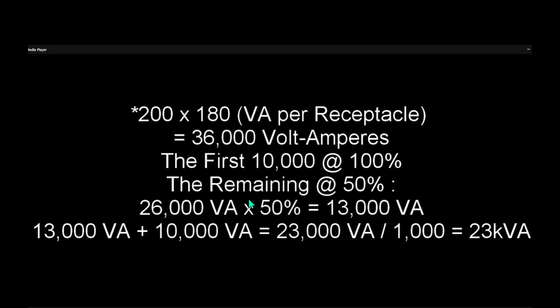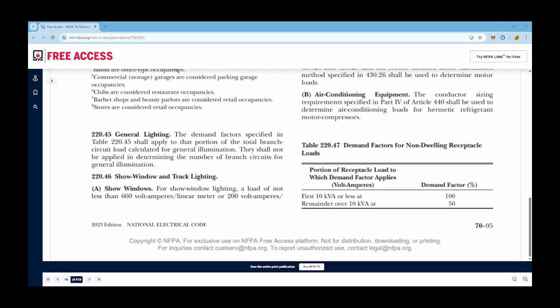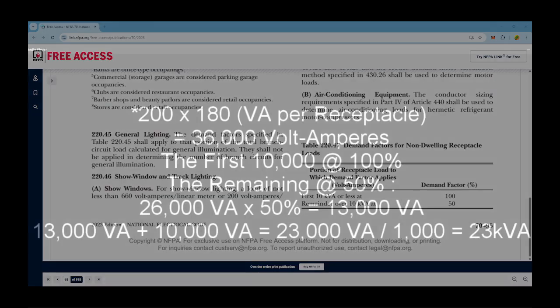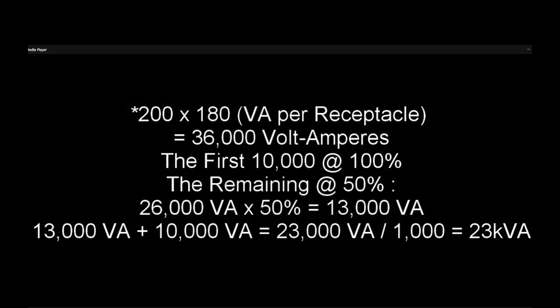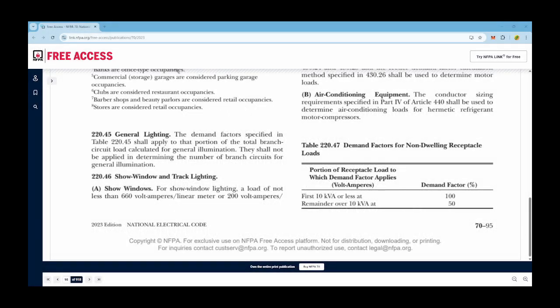Then it says the remaining at 50%. Basically the remainder at 50%, and this is what the math comes out to. So the first 10,000 would be 10,000 VA. The remaining at 50% would come out to 13,000 VA. So then it just becomes an addition problem. 13,000 VA plus 10,000 VA would equal 23,000 VA. You divide that by 1,000. Now you've got 23 kVA. And that's kind of how simple it could be.